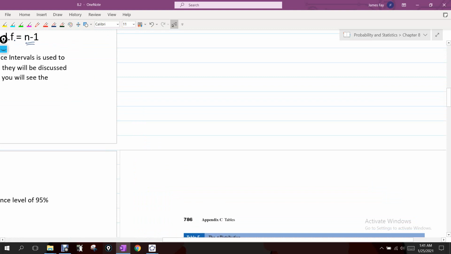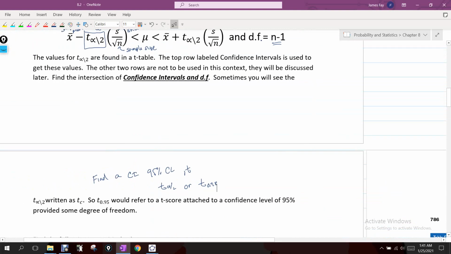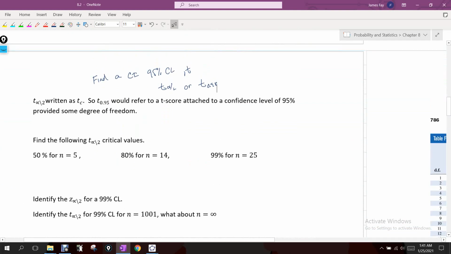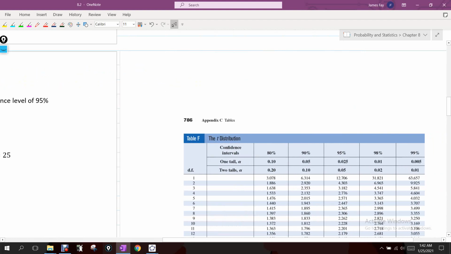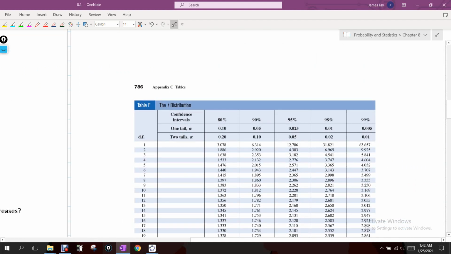What I'm going to ask you to do here is let's find the 95th percent confidence level for a sample size of n, let's say n is 15. So we're going to look at this top row. That's the confidence intervals. That's the top row I was talking about. We want the 95th percentile.